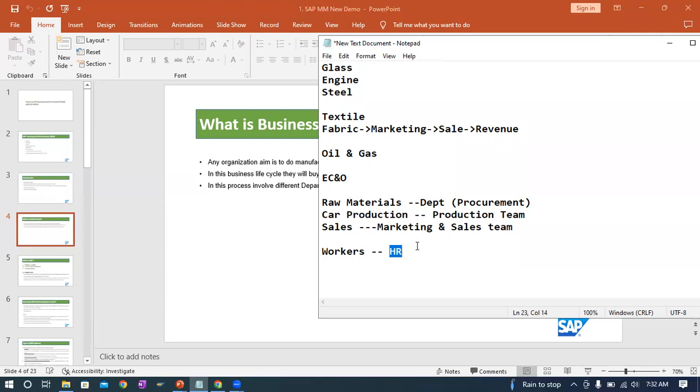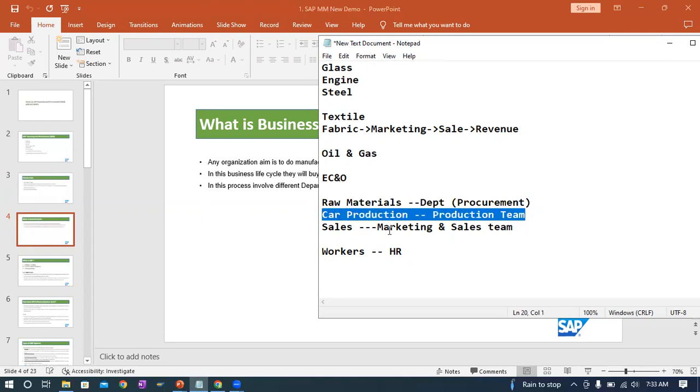If we have these kinds of departments in an organization, how will the communication and data flow happen between these departments? If we have raw material, the procurement department will see how much material we have. Then it will flow on: if material is available, the production team will start the production.